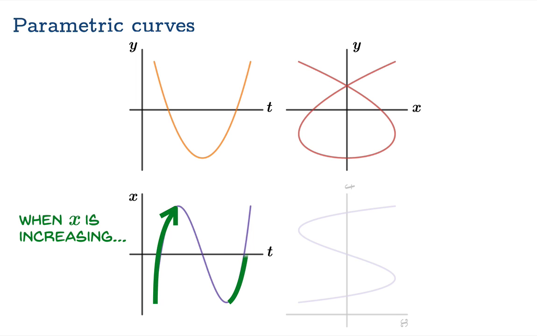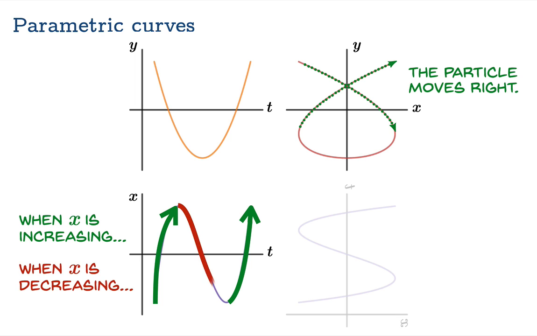And similarly, if x is increasing, so if you can find intervals of time for which the function x is increasing, those times are going to correspond to times when the particle is moving to the right. And when x is decreasing, then those times are going to correspond to times when the particle is moving to the left.